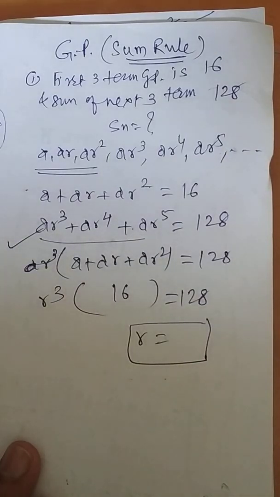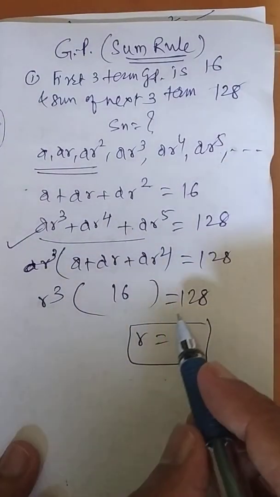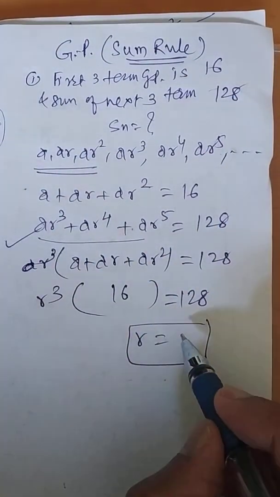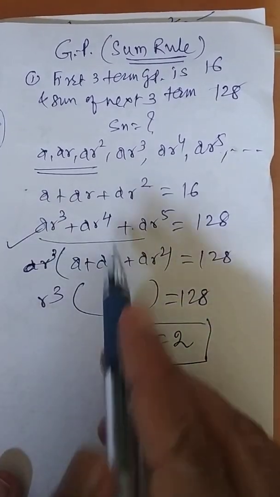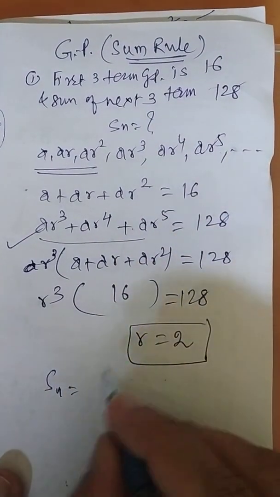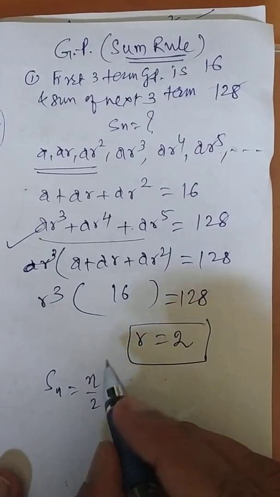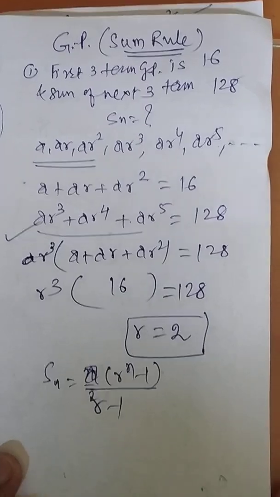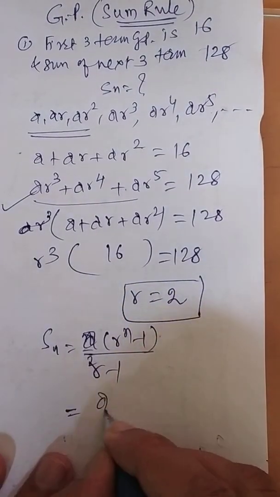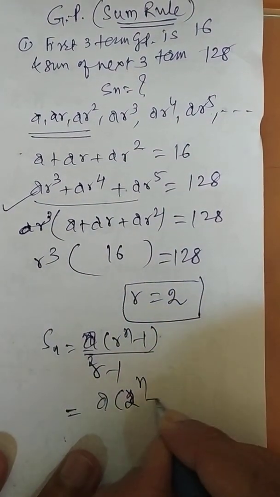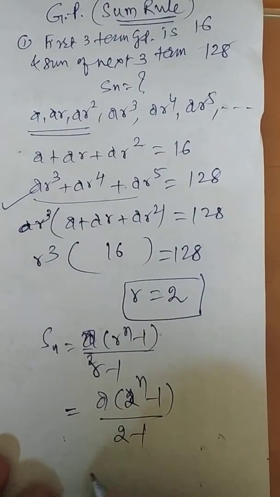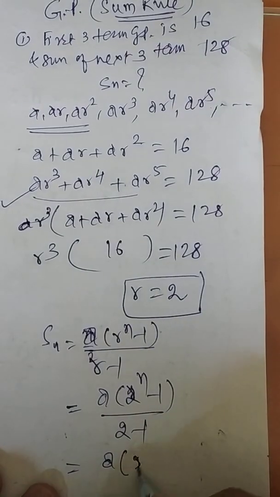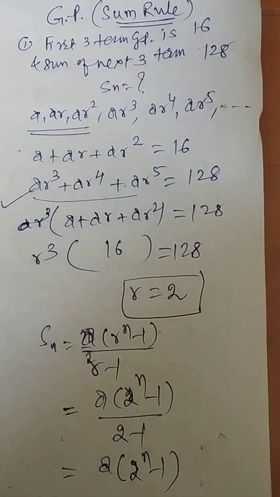Just try to find the value of r, then I can discuss the next part. What is the value of r? It will be equal to 2. Is it okay? Now Sn is asked. Sn will be a into r raised to power n minus 1 upon r minus 1. So it will be a into 2 raised to power n minus 1 upon 2 minus 1, which is a into 2 raised to power n minus 1.